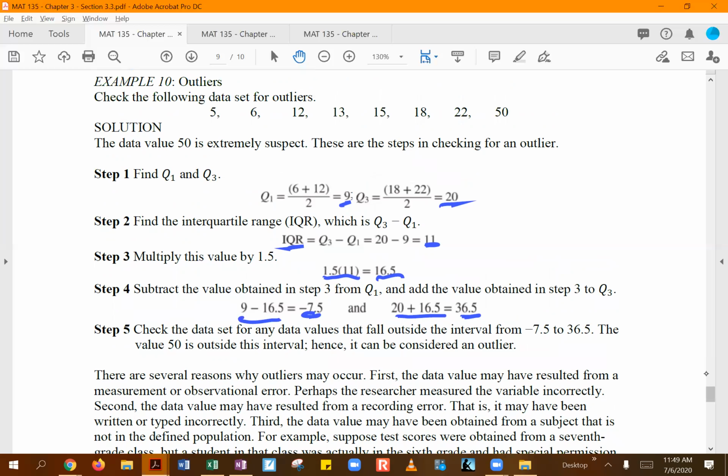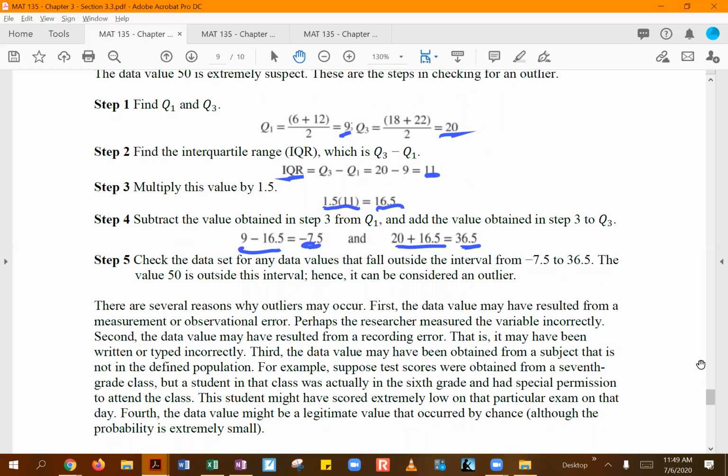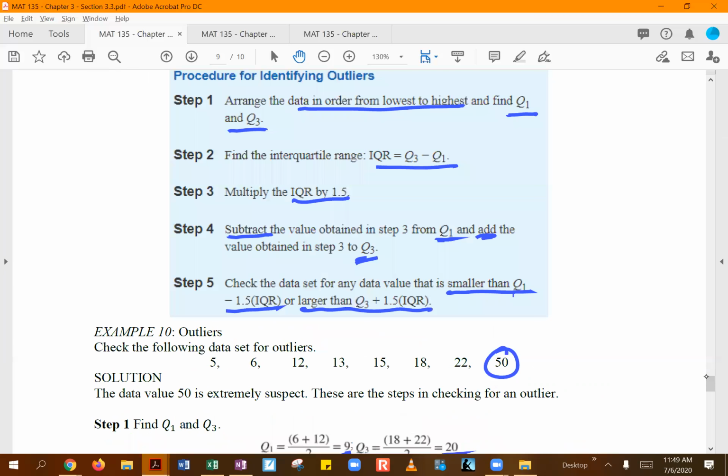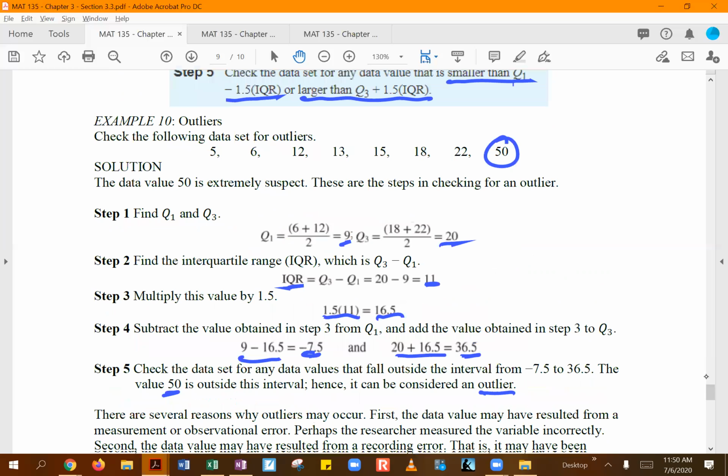So if in our data set you see a number which is smaller than negative 7.5 or larger than 36.5, we would say it's an outlier. There's not a number smaller, but of course you will see 50 is larger than 36.5. So we would say 50 is going to be an outlier. So that's kind of how this little procedure table actually comes into play to help us identify if you have an outlier or not.